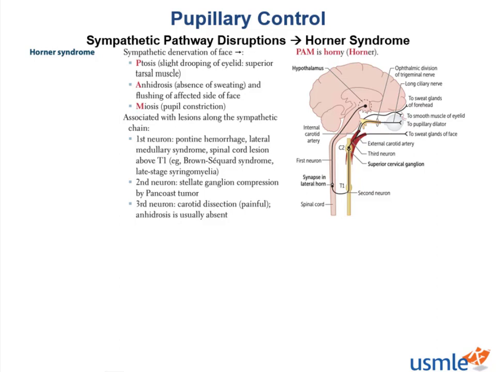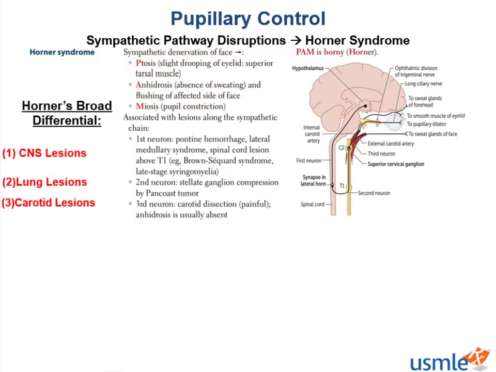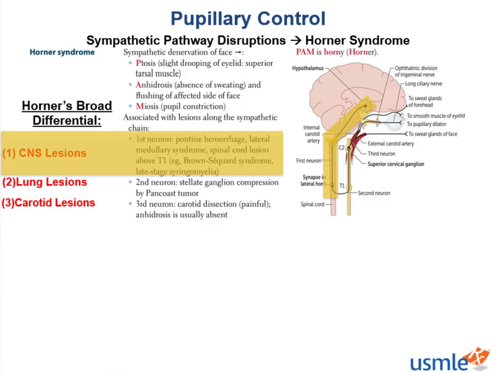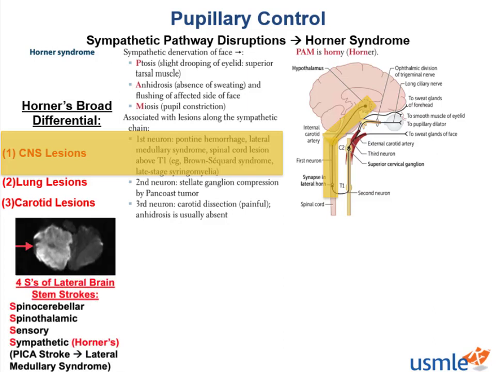Disruptions along the sympathetic pathway resulting in a Horner syndrome are so high yield that I want to briefly cover my broad differential when faced with a board question that has a patient presenting with ptosis, anhidrosis, and miosis. Overall, I group causes into 3 main categories that correspond to the 3 main neuron chain of the sympathetic pathway. The first neuron can be injured in CNS lesions. The highest yield CNS lesion to know that causes a Horner syndrome is a lateral brainstem stroke, specifically a lateral medullary syndrome, as pictured here.